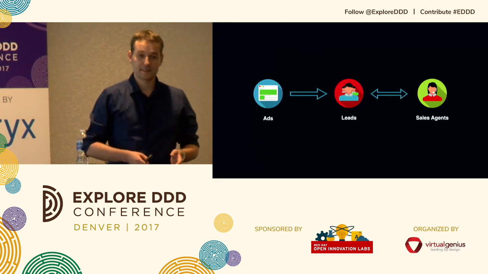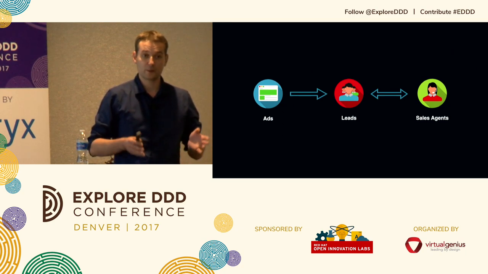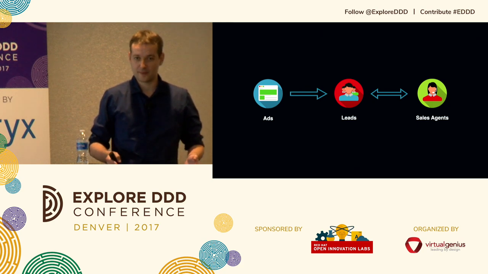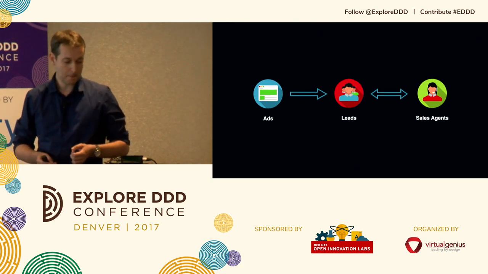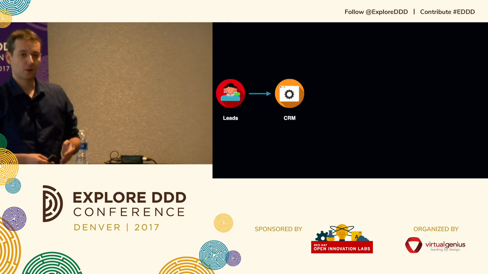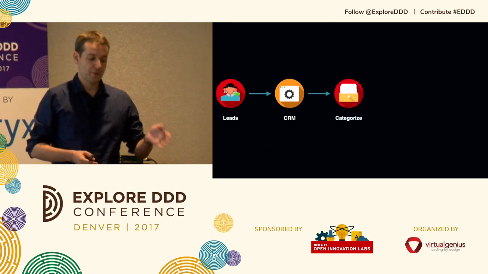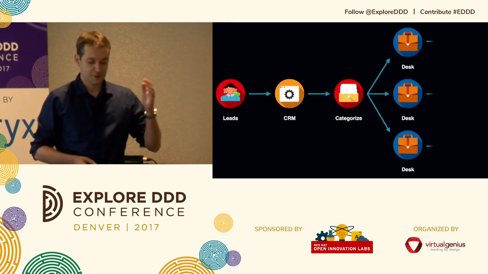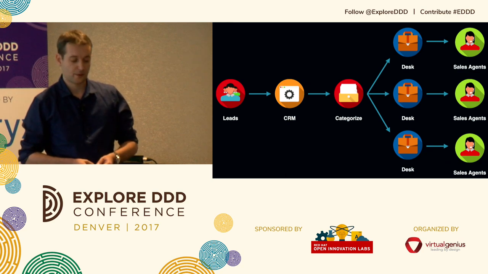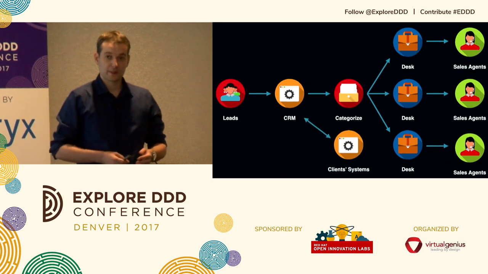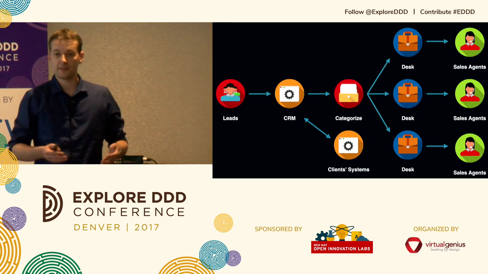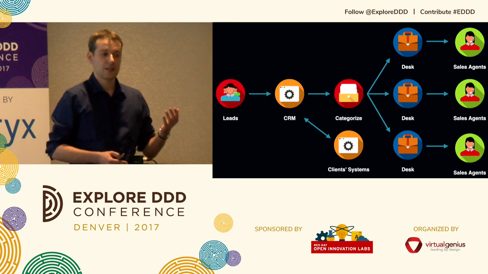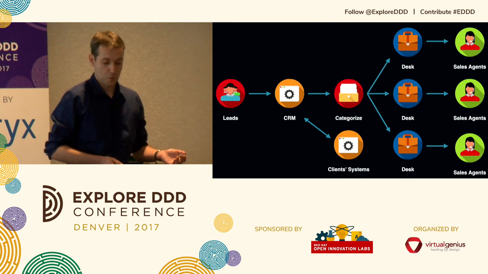As time passed, leads started flowing in, and we were in a rush. Sales agents needed a robust CRM system to work with. CRM is customer relations management. The CRM had to aggregate all incoming leads. It had to group them based on their target markets, languages, countries, and other parameters, distribute the leads across multiple desks around the globe, and integrate with our client systems, both to complement our leads with additional information and to notify our clients about changes in the leads' life cycles.